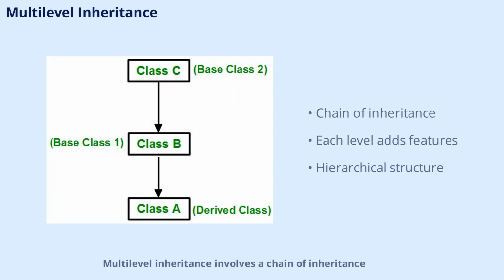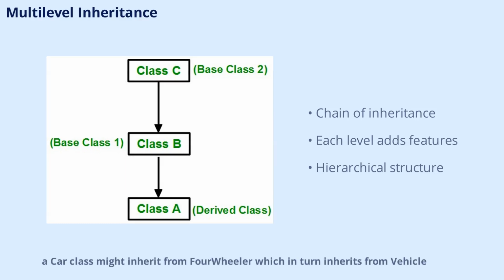Multi-level inheritance involves a chain of inheritance where a class is derived from another derived class. For example, a car class might inherit from four-wheeler, which in turn inherits from vehicle. This creates a hierarchy where each level adds more specific features building on the previous one.